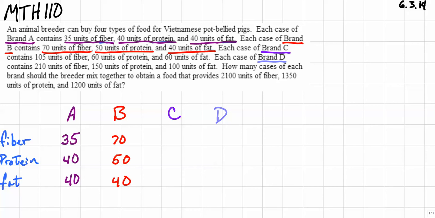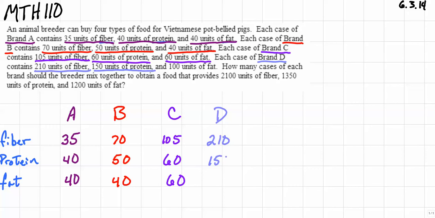Then we have brand C, which will contain 105 units of fiber, 60 units of protein, and again 60 units of fat. Then brand D has 210 units of fiber, 150 units of protein, and 100 units of fat. So that is going to be my matrix. I could just as easily write this in terms of variables if I so desired.